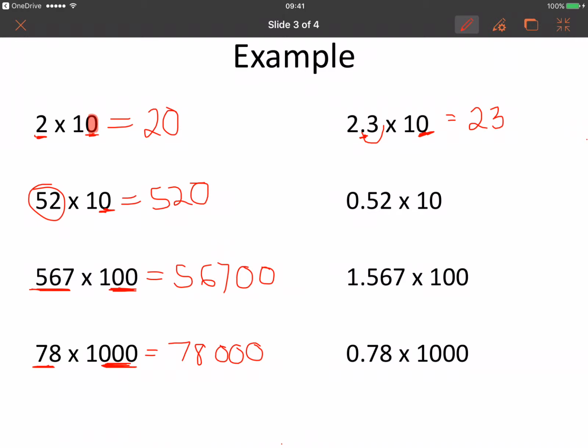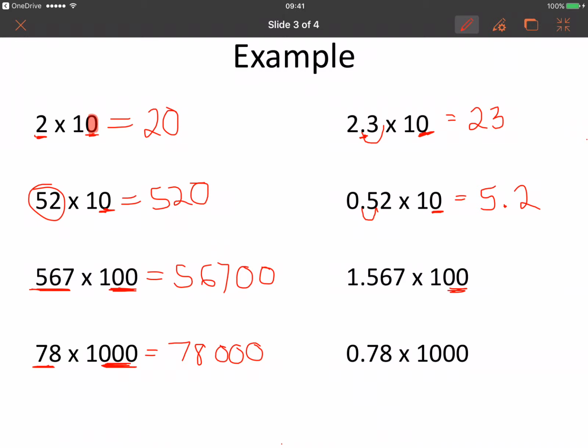If I have 0.52, still just one zero, so I'm still timesing by 10. I will take my decimal point and move it one place to the right. For every zero you've got, you move your decimal point one place to the right. And this will give me 5.2.